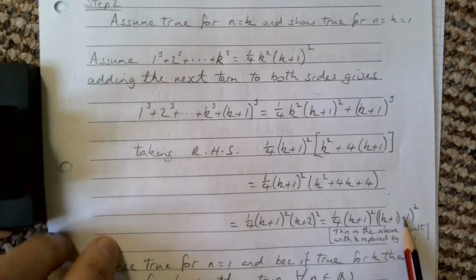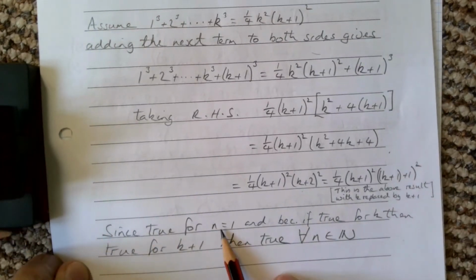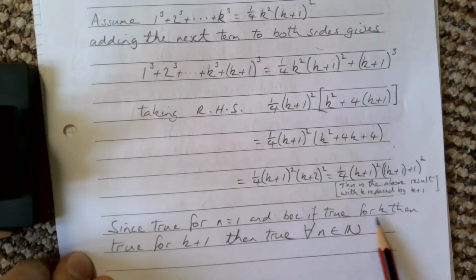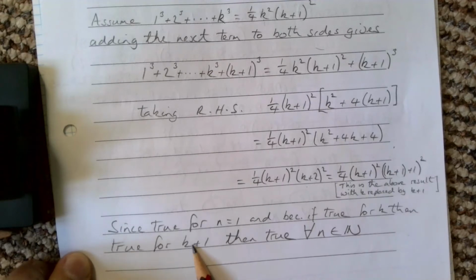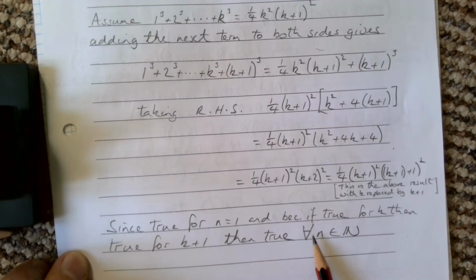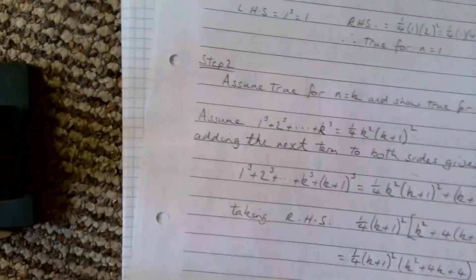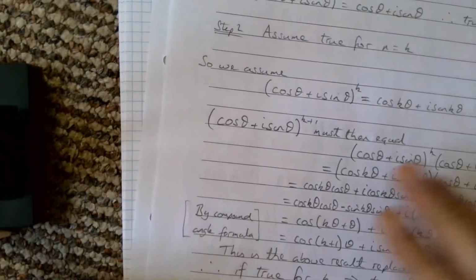So what have I done? I've shown it's true for a small number. I did that above. I got 1 equals 1. And because it's true for k, then we've shown it's true for k plus 1. Therefore, it must be true for all n, which is a member of N. That's our first example. Let's take a look then at example 2.